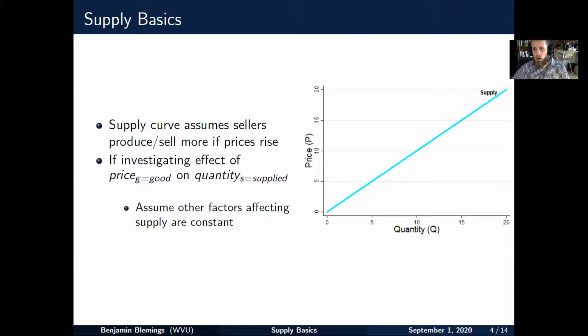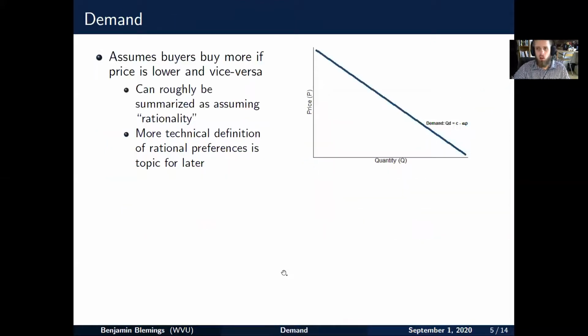I'm going to get more into this in the next set of slides, but just to give you a background, the supply curve assumes that sellers produce or sell more if prices rise. As you produce more, the cost to produce it increases, roughly. So to be induced to produce more, a seller is going to have to receive more for selling their product. If you're investigating the effect of a change in the price of good G on the quantity supplied, we assume that other factors affecting supply are constant. That's all I have to say about supply for now. I want to zoom in on demand.